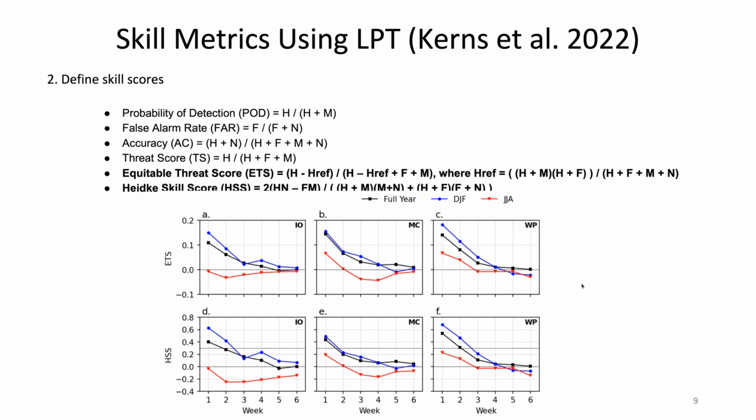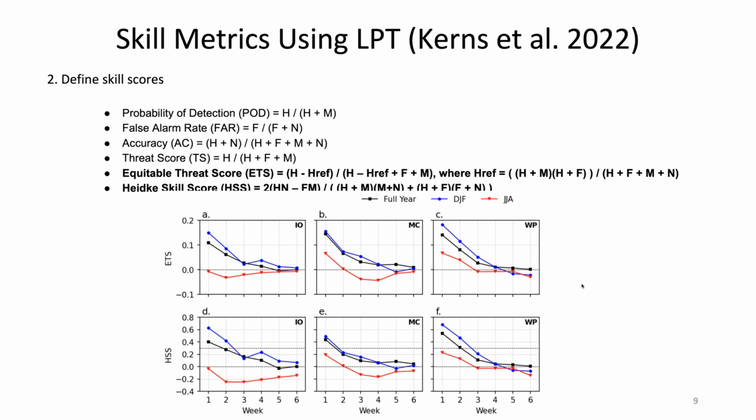So based on these 4 scenarios, you can again borrow the commonly used metrics from the literature. In this bullet list, we'll list several of them. And we found only the bottom one, the equitable threat score and Heidke skill score, are most useful. Here, the curves at the bottom, just to give you an example: the blue color is for December, January, February. The red is for June, July, August, and black is for the whole year.